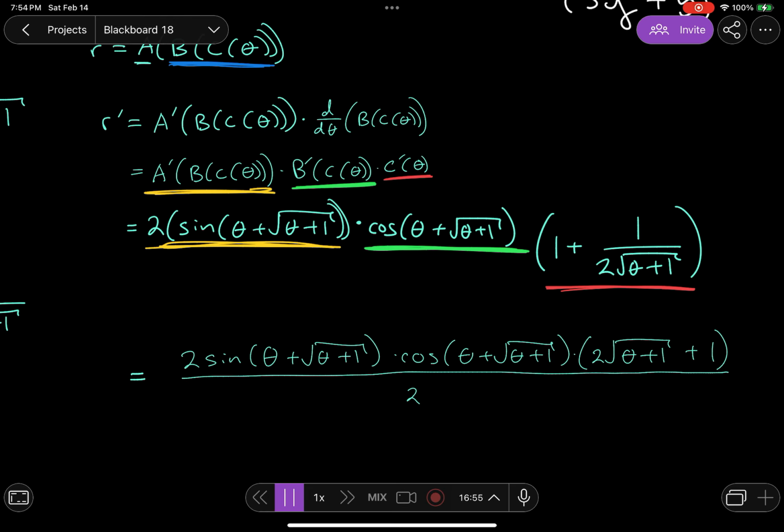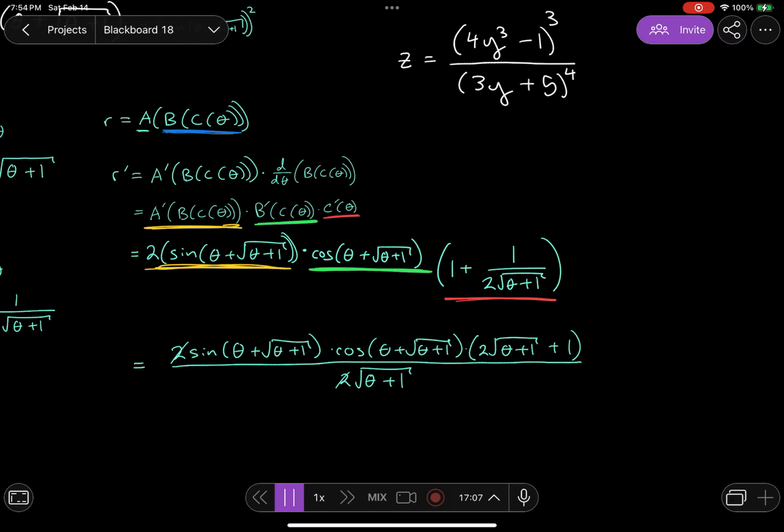Is this good? Yeah. 2 root theta plus 1. And then these 2's can cancel. Nice. All right, let's try another one.